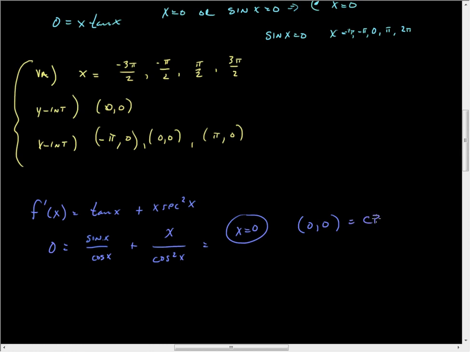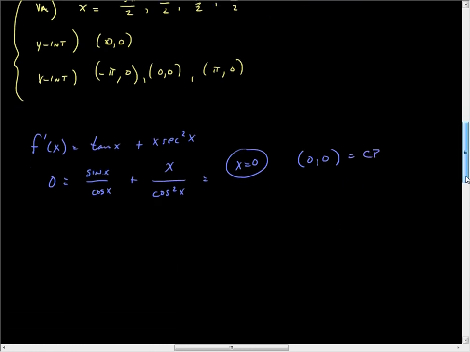Now, does that mean that it's a relative min or max? Well, let's go ahead and test that, and we do that through our second derivative test. So our second derivative is the derivative of the first, which is secant squared x, plus the derivative of the first times the second, plus the derivative of the second, which is 2 secant x times the derivative of what's inside, which is secant tangent, times the first, which was x.